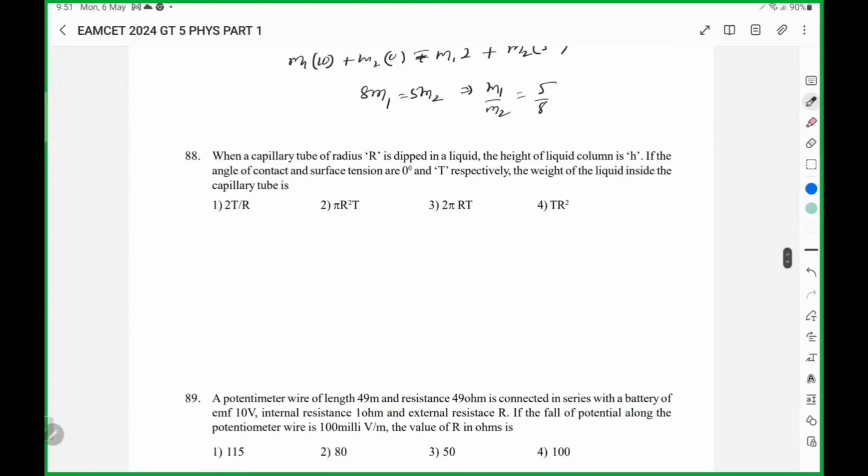A capillary tube of radius r is dipped in a liquid. The surface tension force acting along the circumference is T into 2 pi r, which is equal to the weight of the liquid inside the capillary tube.